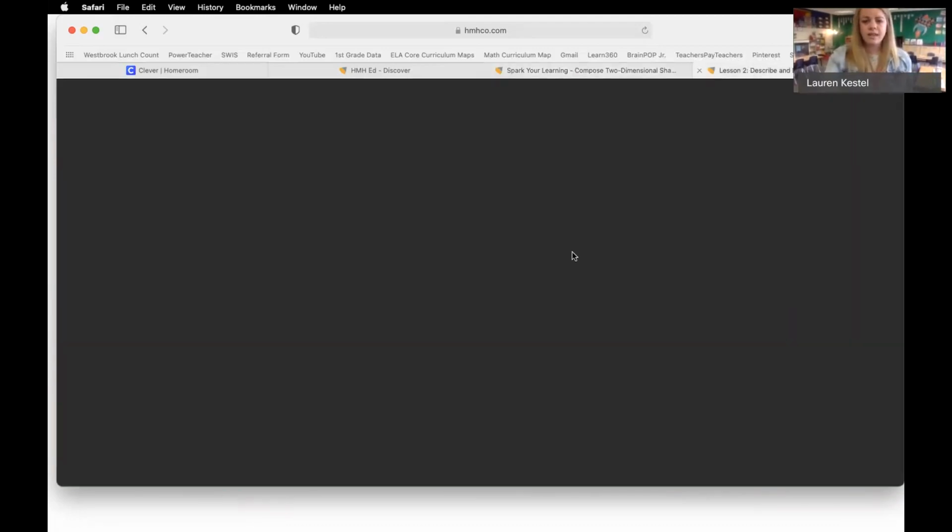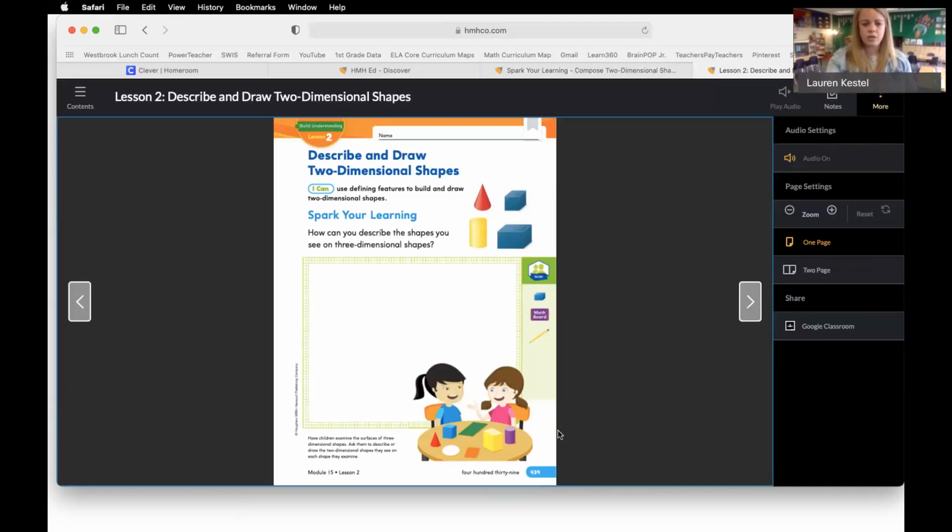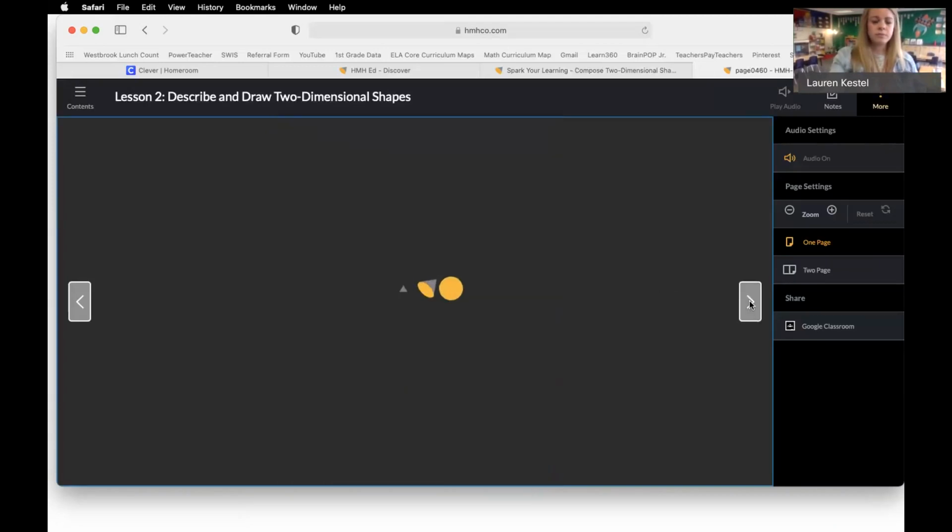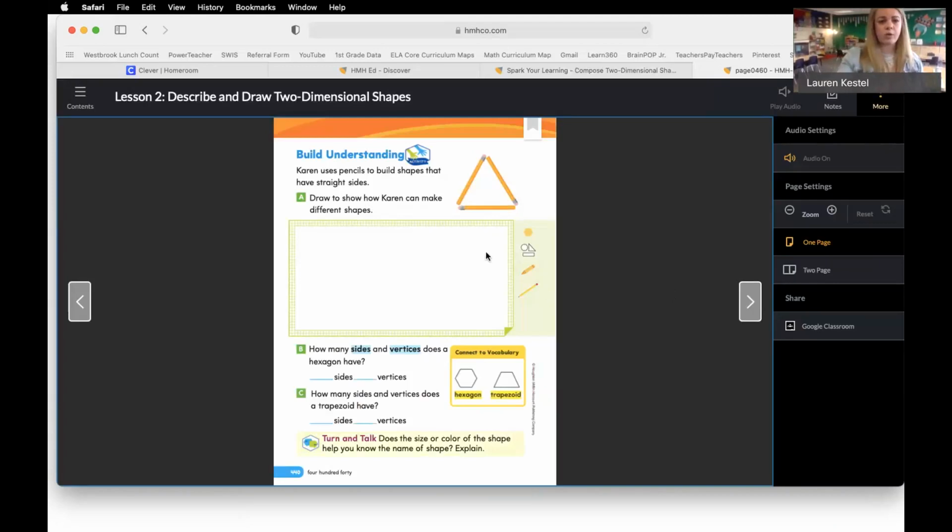All right, let's go ahead and take a look at our journal pages for lesson 2. On page 439, you are going to find some different 3-dimensional objects at home and tell what 2D shapes make up those 3D shapes. On page 440, you're going to draw to show how Karen can make different shapes that all have straight sides. Letter B, you're going to tell how many sides and vertices a hexagon has. And letter C, write how many sides and vertices a trapezoid has.